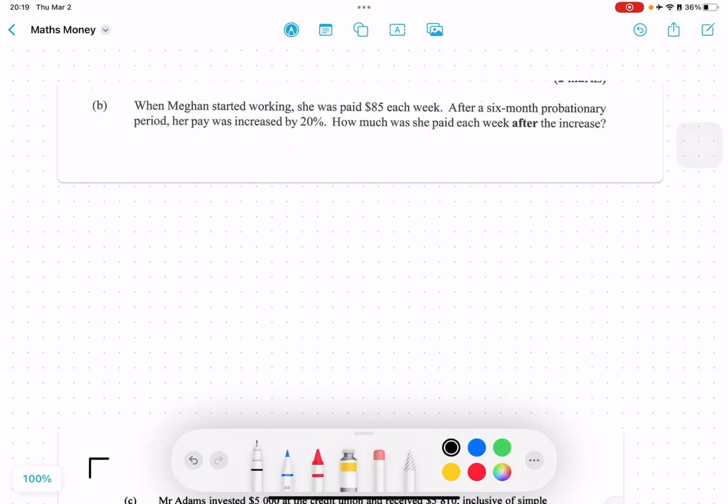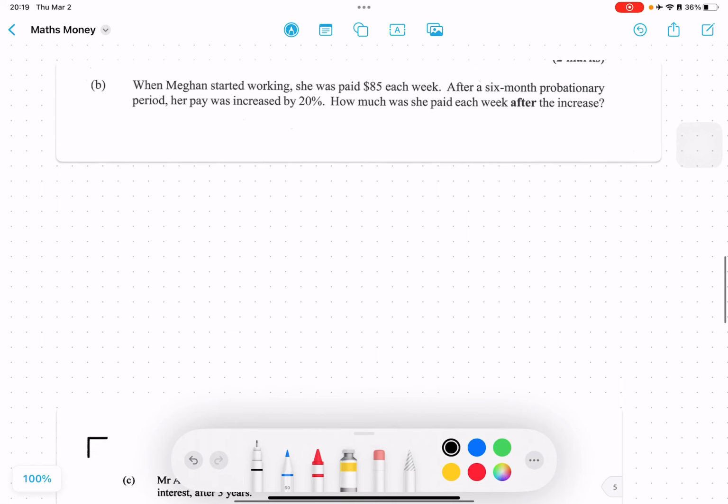When Megan started working, she was paid $85 each week. After a 6-month probationary period, her pay was increased by 20%. So now they want us to calculate how much she was paid each week after the increase. Now there are 2 ways of working this out, and I will do both of them for you. So originally she was paid $85 each week, and if she got a pay increase of 20%, we can choose to find 20% of $85 and then add that value to the $85 to get her new salary.